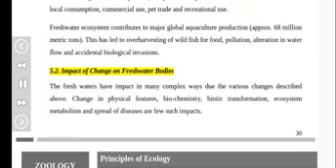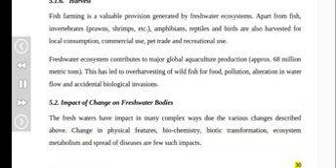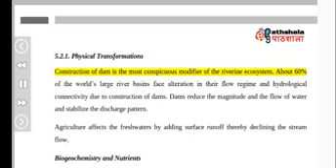5.2. Impact of change on freshwater bodies. The freshwaters are impacted in many complex ways due to the various changes described above. Change in physical features, biochemistry, biotic transformation, ecosystem metabolism, and spread of diseases are a few such impacts. 5.2.1. Physical transformations. Construction of dams is the most conspicuous modifier of the riverine ecosystem.